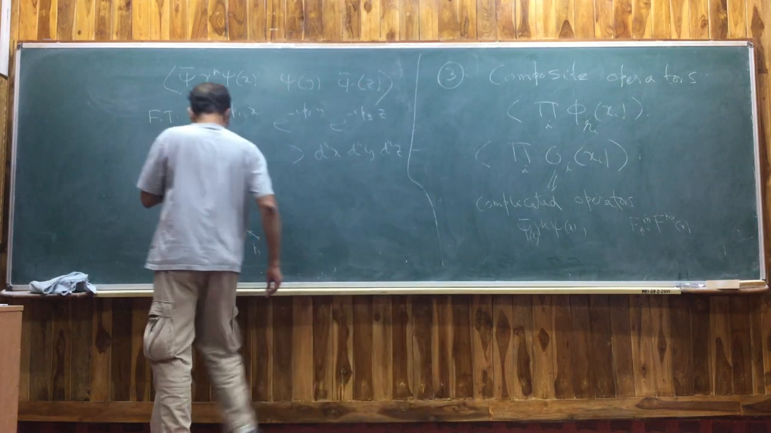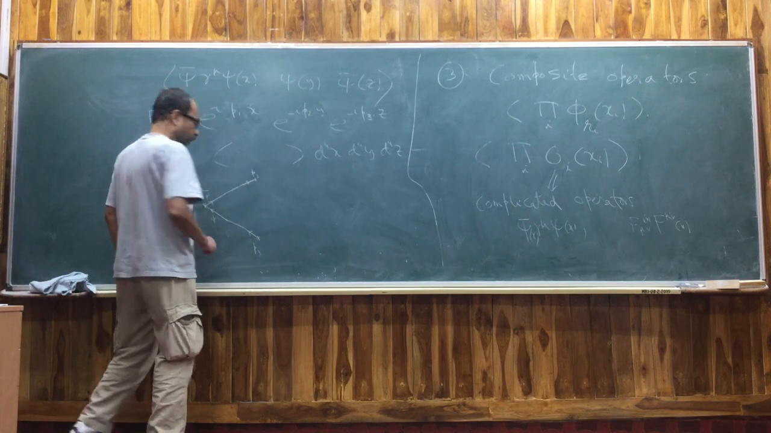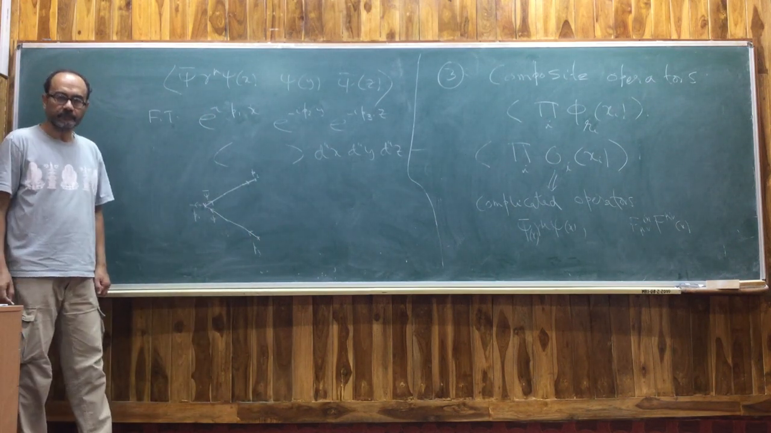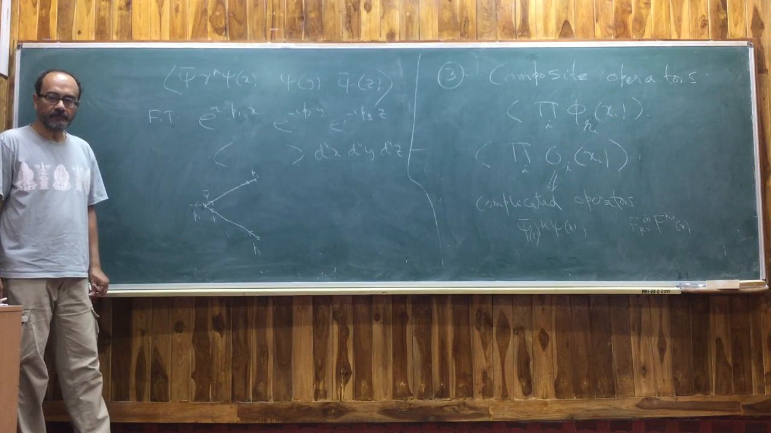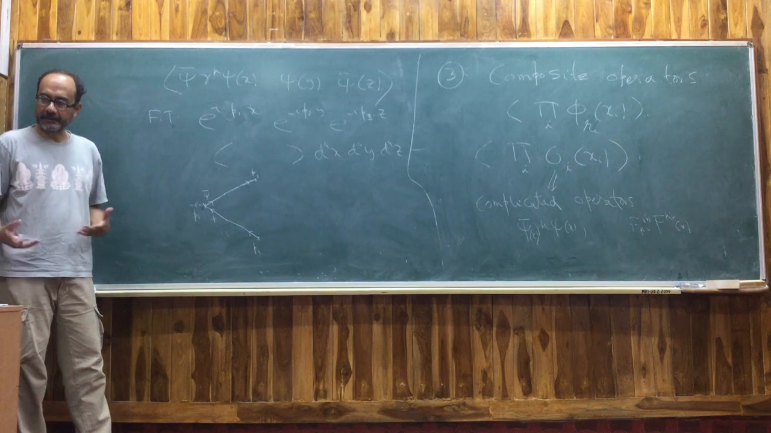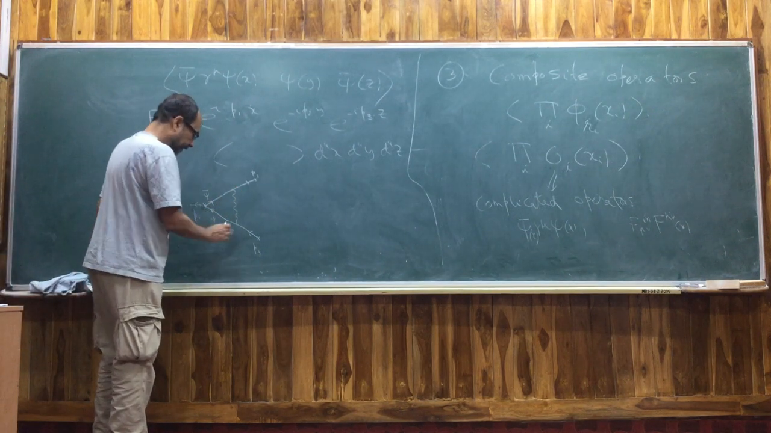So one diagram, of course, is this one. This is the lowest order diagram. But now there are corrections. So consider this connection over here.